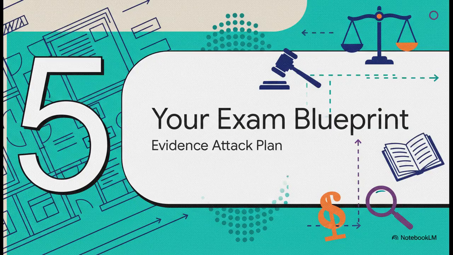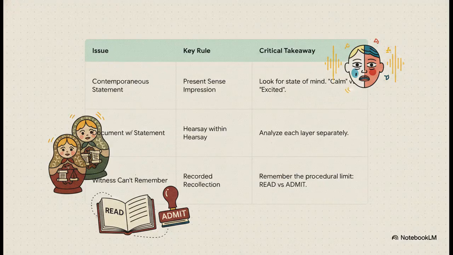Okay, so let's distill this whole analysis down into a practical blueprint that you can use to attack any evidence question on your next exam. Let's really lock these takeaways in. For any kind of real-time statement, always check the declarant's demeanor. That's your cue to choosing the right exception. If you see a document with another statement inside it, just think Russian doll and analyze each layer. And for recorded recollection, please never forget that procedural punchline. It can be read to the jury, but it cannot be admitted as an exhibit by the side that's offering it.